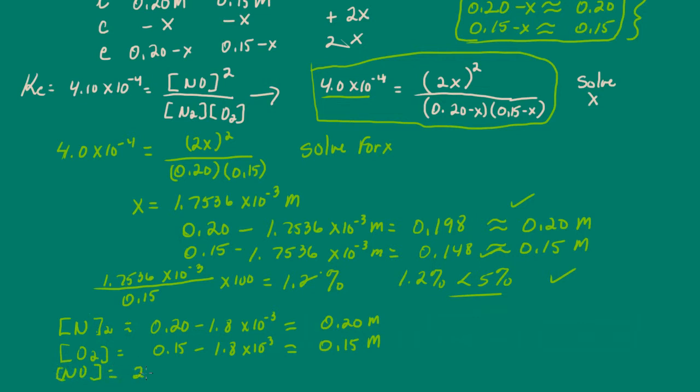And our concentration of nitrogen monoxide at equilibrium is equal to 2X, so 2 times 1.8 times 10 to the negative 3. It gives us 3.6 times 10 to the negative 3 molar. So these are our three equilibrium concentrations.